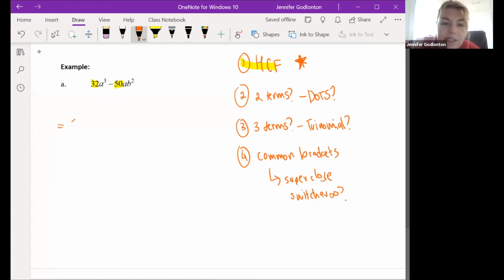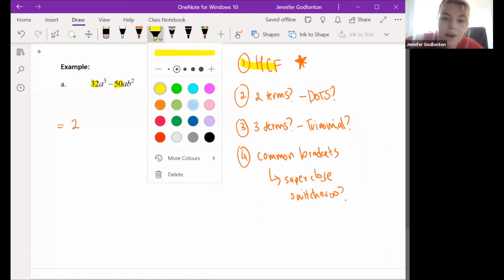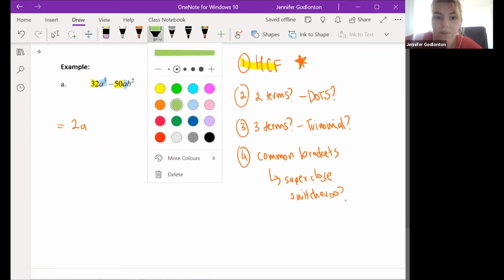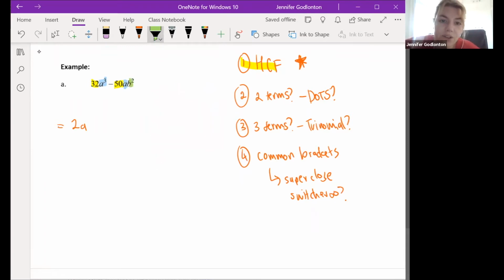So we're going to take 2 out. Then we're going to look at our variables. We've got a cubed over there and we've got an a over there. We always take the one which has the smallest variable, so we're going to take the single a. And we're going to look at our b's. We have no b's in the first term and we've got a b squared there. Because we have no b's here, we can't take out b as a highest common factor. So we're left with just 2a. That is our highest common factor.